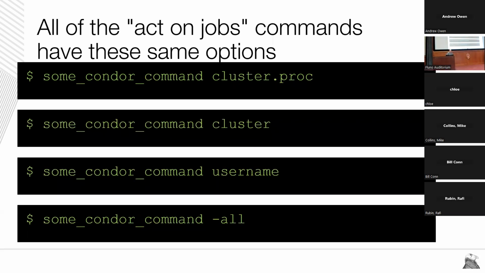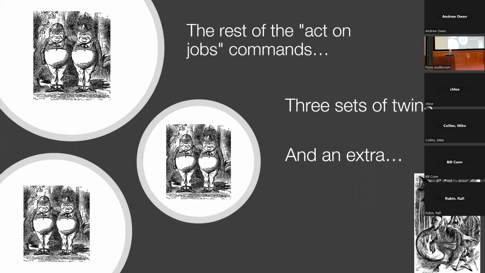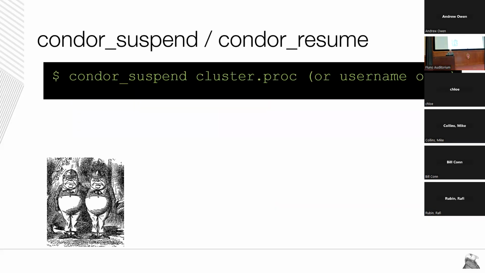Now, all of the act-on-job commands that we're going to cover have these same kind of options. I won't go into them in detail. You can remove or act on them with these same kind of constraints. Now, there's 7 more act-on-job commands, but they all kind of cluster together. There's three sets of twins and the oddball. So let's start with the first set of twins, condor_suspend and condor_continue. This isn't used as often as other commands, but when you need it, you really need it. When condor_suspend is run, a formerly running job is suspended.